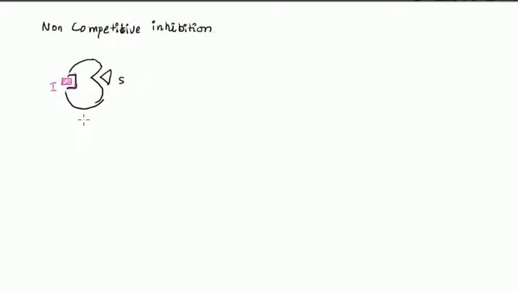And the inhibitor can bind when the enzyme is free of the substrate, or it can also bind when the substrate is bound to the enzyme. So in non-competitive inhibition, this can be case 1, and the inhibitor can also bind if the substrate is not there at all. These two are the situations for non-competitive inhibition.